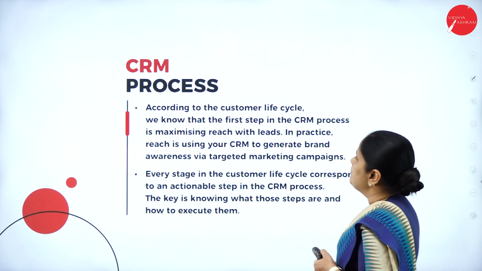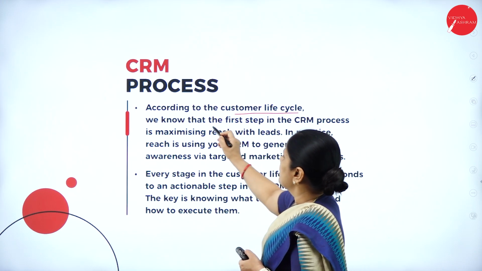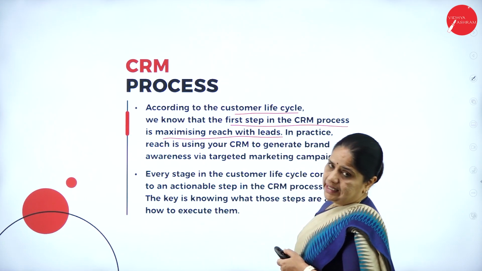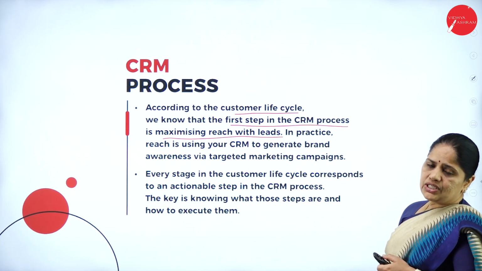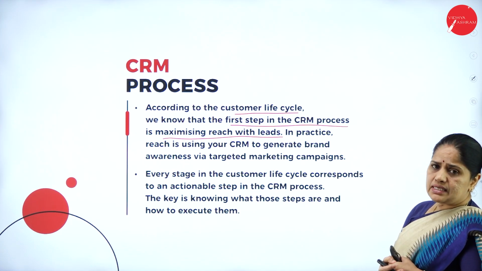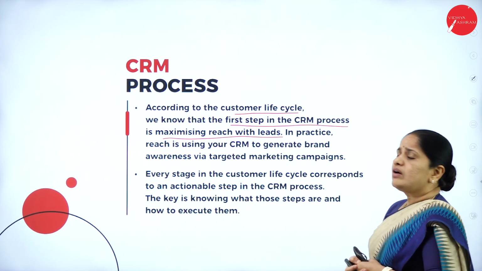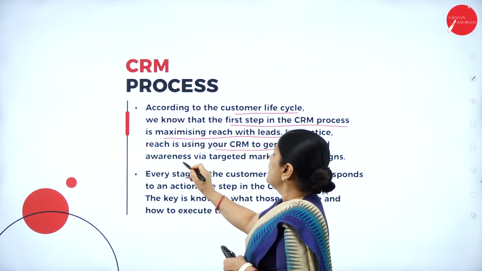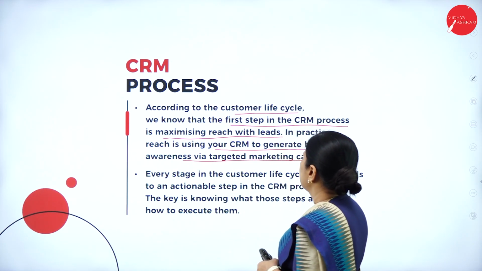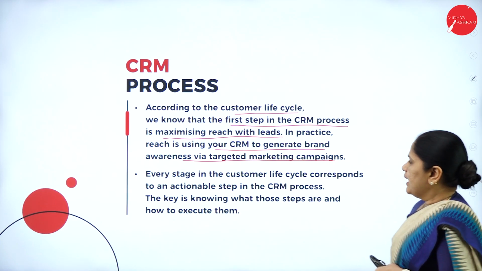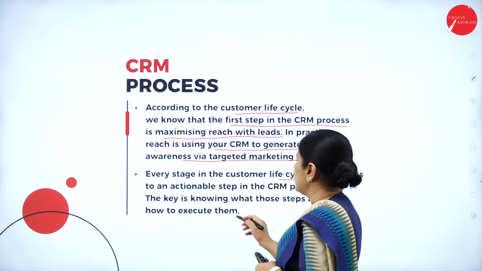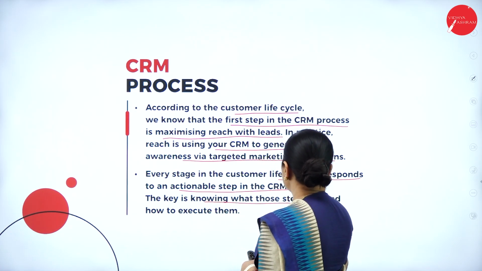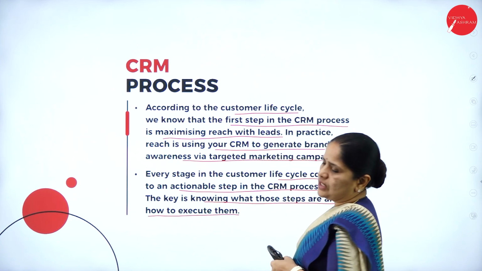Now, the CRM process, according to the customer life cycle, we know that the first step in the CRM process is maximizing reach with the leads. So what is maximum reach? That is, you have your marketing campaigns in such a way that you generate a lot of leads with the campaign. In practice, the reach is using your CRM to generate brand awareness via targeted marketing campaigns. Then every stage in the customer life cycle corresponds to an actionable step in the CRM process. The key is knowing what those steps are and how to execute them.